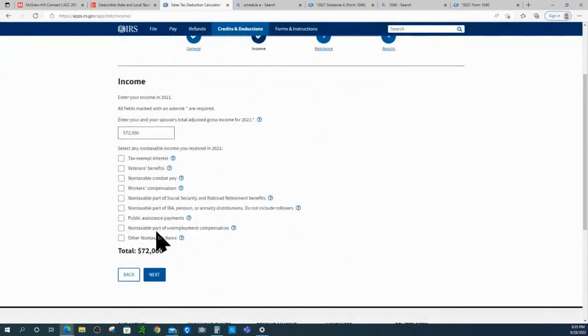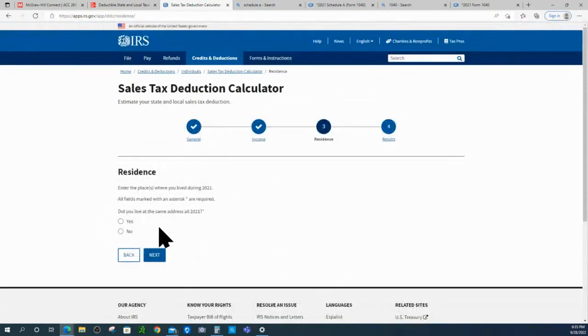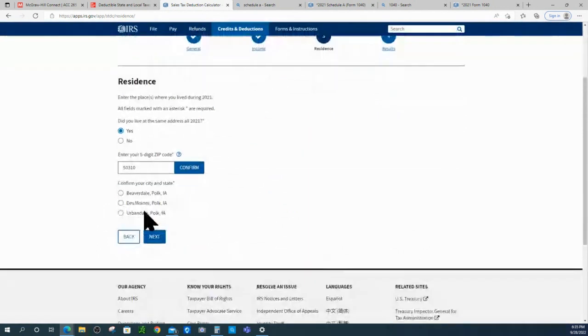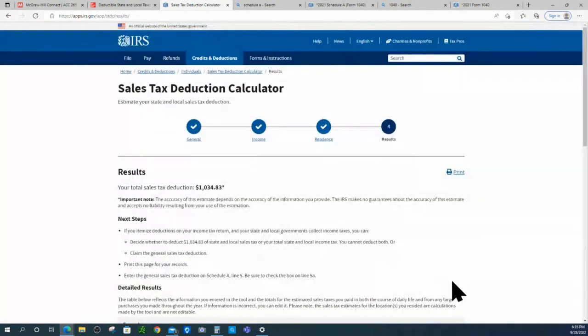Did you have any of these items? Nope, we're not going to do that. So it's just $72,000. Enter where you live. Did you live at the same address all year? Yep. Zip code. Okay, let's say we lived in Des Moines, Beaverdale. Not really a city, but okay.